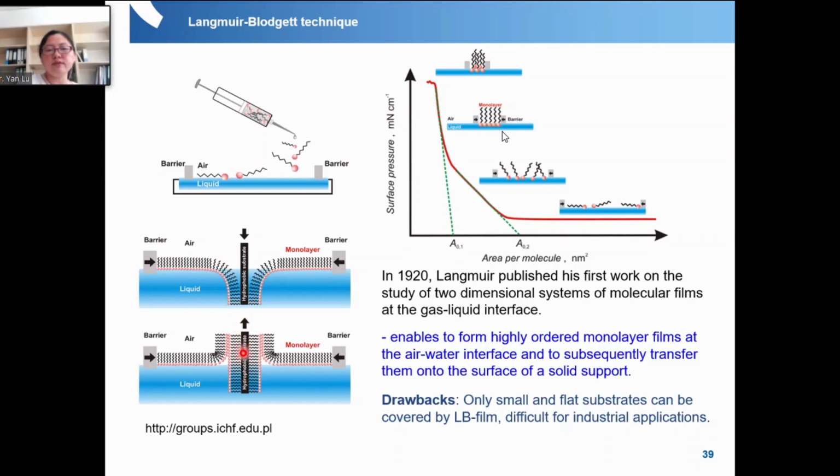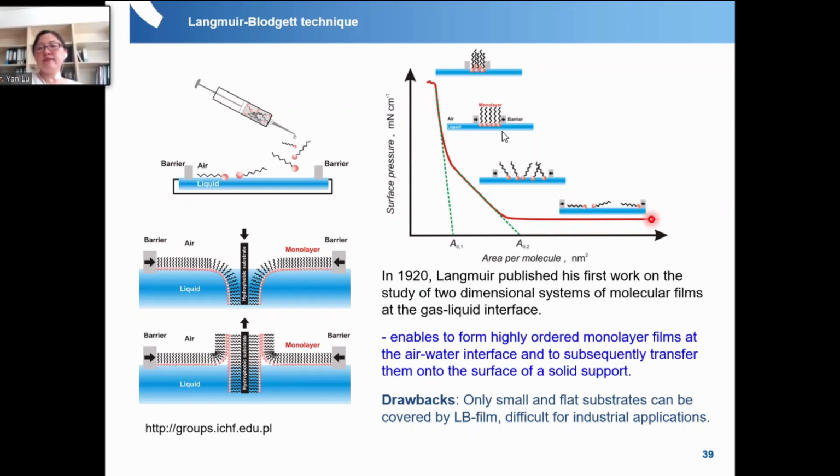On the other side, of course, you can also not use this tilting during the move of the barrier. You can just move the barrier and measure the surface tension of the system. So here is the surface tension when you move these barriers. So you can always control the whole process very well.